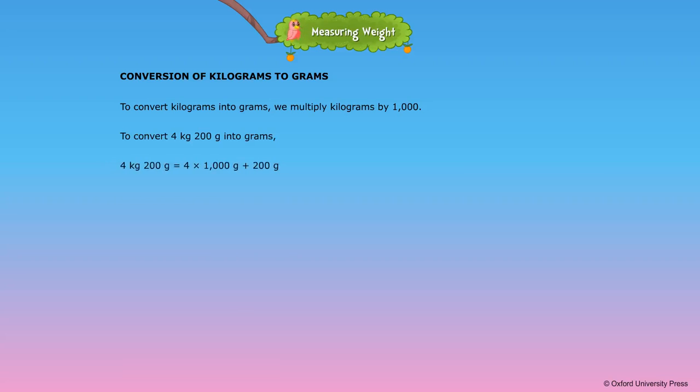Conversion of kilograms to grams. To convert kilograms into grams, we multiply kilograms by 1000. To convert 4 kg 200 g into grams, we can write this as 4 into 1000 grams plus 200 grams is equal to 4000 grams plus 200 grams is equal to 4200 grams. Thus, 4 kilograms 200 grams is equal to 4200 grams.